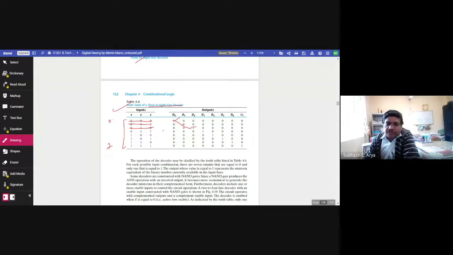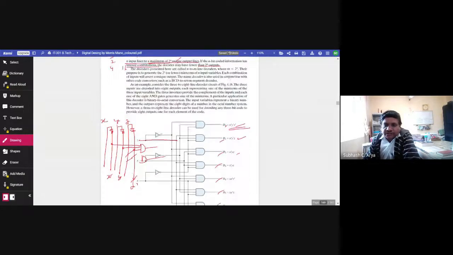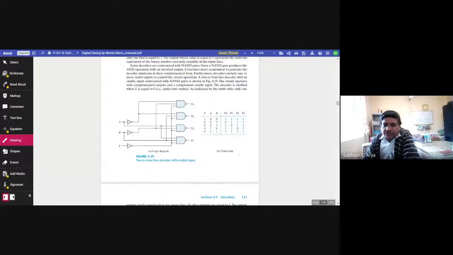So this is the truth table of the above circuit. A decoder is used for implementing this logic. We will see how we can implement a full adder circuit and half adder circuit with the help of a decoder.